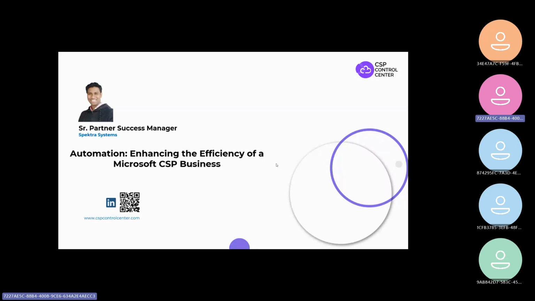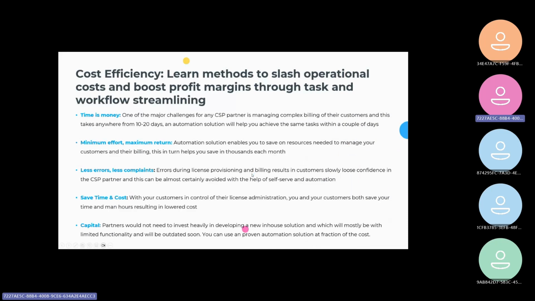This is curated to understand how automation will be able to help us enhance the efficiency of Microsoft CSP business. The objective here is to understand what exactly an automation solution does, and besides that, how it helps a business overall to flourish.